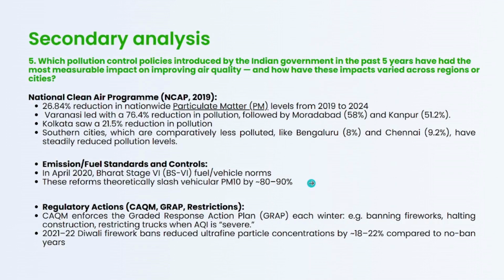So when it comes to pollution control policies, policies like National Clean Air Program, emission fuel standards, and also regulatory actions have played a significant role in reducing air pollution across various cities. We can see the difference in cities. Southern cities show less reduction primarily because they are comparatively less polluted. So this shows that government policies are working, but still many challenges remain in order to meet their targets.